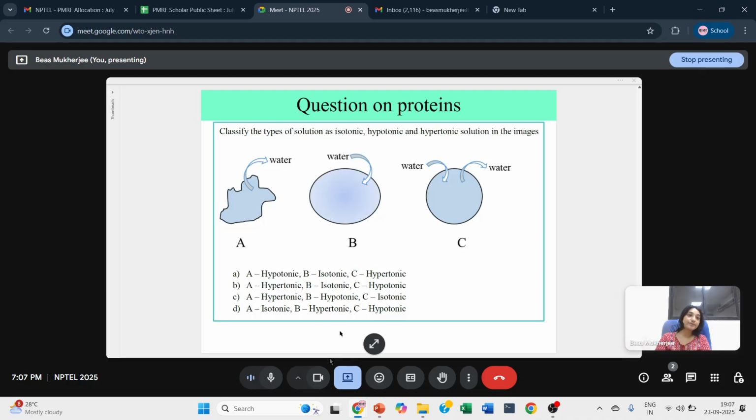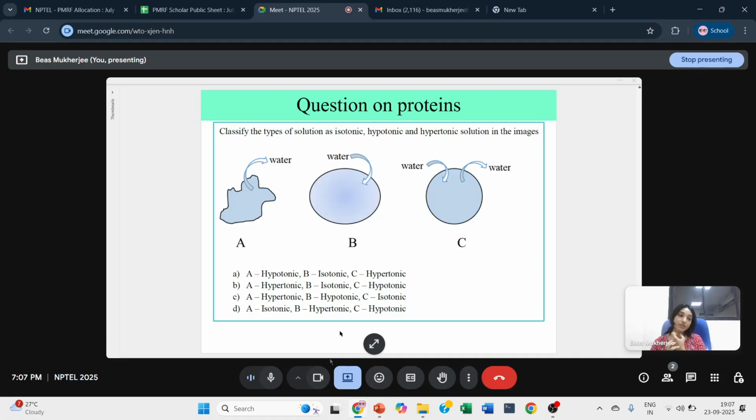Let's say that a cell is placed in an isotonic solution. Then what is going to happen? The amount of water entering the cell is going to be equal to the amount of water leaving the cell, because the solute concentration, ion concentration, is going to be equal inside and outside the cell. So the cell is neither going to shrink nor going to swell. But if you keep the cell in a hypotonic solution, where the water content is more outside compared to that within the cell, so the ion concentration is more inside the cell, then more water will enter into the cell, and that is going to happen through diffusion.